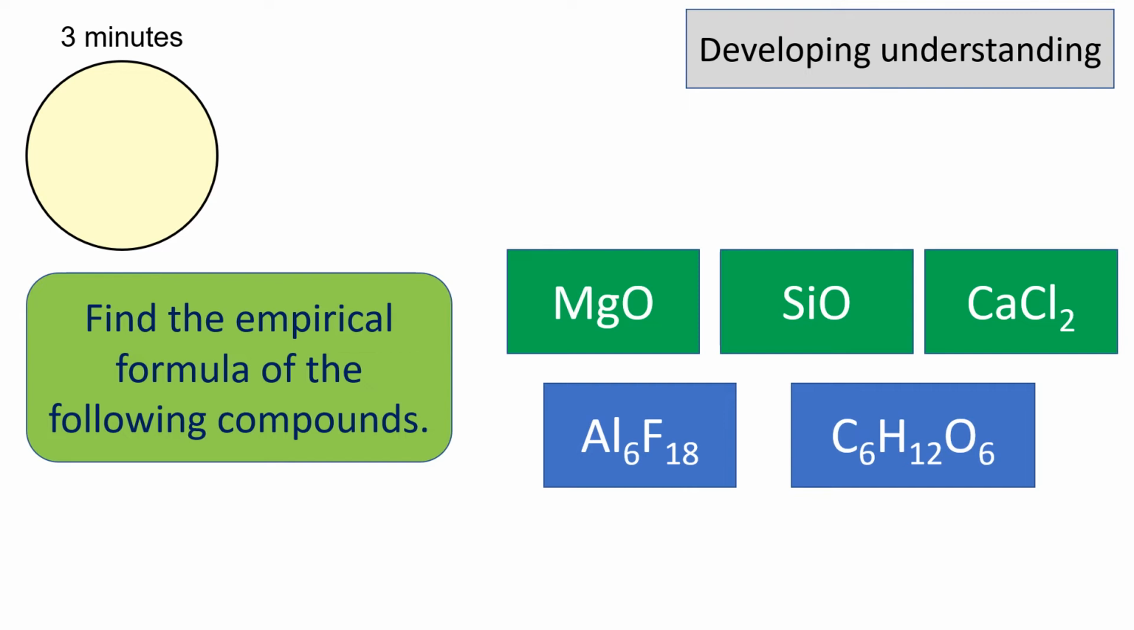For aluminium fluoride there, I've got Al6F18. They will both simplify. 6 goes into 18 3 times, and so I have a ratio of 1 to 3, and therefore it will be AlF3. And finally, if you hadn't realised, we've just done this one already, glucose, I can simplify that to 1 to 2 to 1, CH2O.